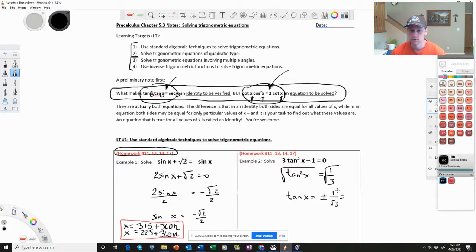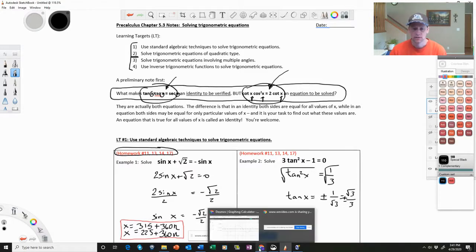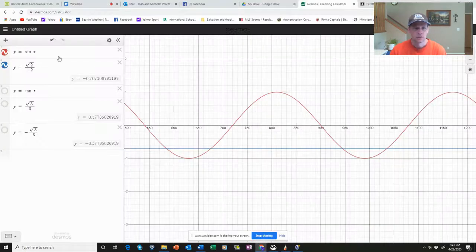Rationalizing that, multiplying the top by root 3 and the bottom by root 3, we'll get plus or minus root 3 over 3. I guess I should put the plus or minus. Okay, so let's say that you are not familiar with where the tangent of x is root 3 over 3. I know a lot of you guys are familiar, but it's not directly on the unit circle. So I'm going to go to Desmos and kind of cheat a little bit and see what I can do.